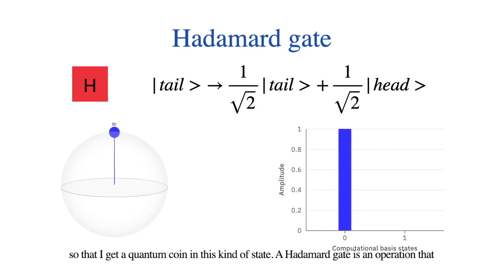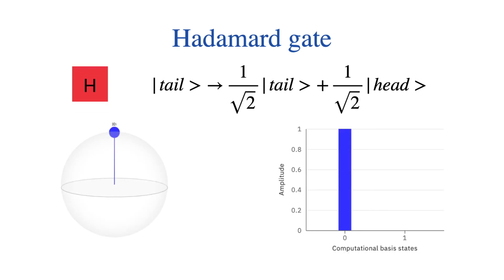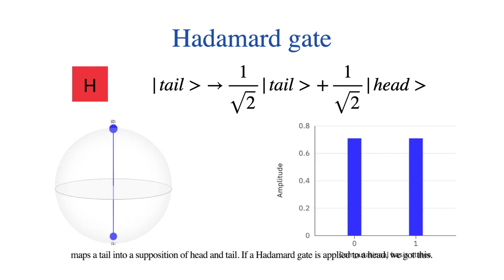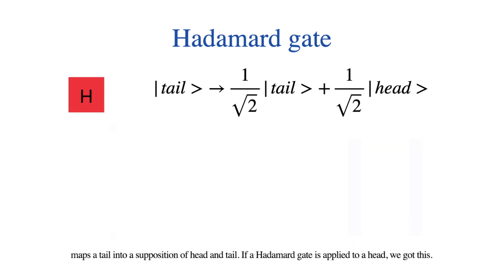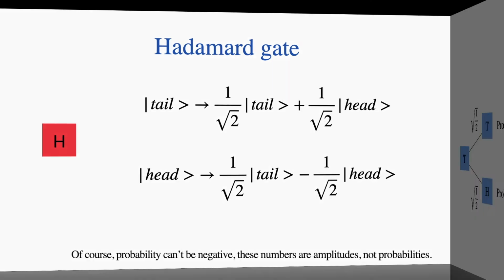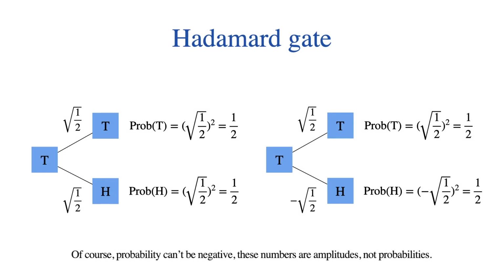A Hadamard gate is an operation that maps a tail into a superposition of head and tail. If a Hadamard gate is applied to a head, we get this. Of course, probability can't be negative. These numbers are amplitudes, not probabilities. The probabilities are the square of the amplitudes. It is uncertain if it's a head or tail before we look at that coin.